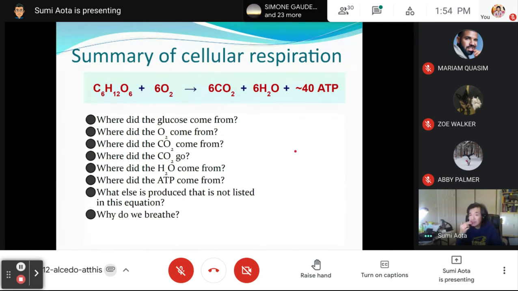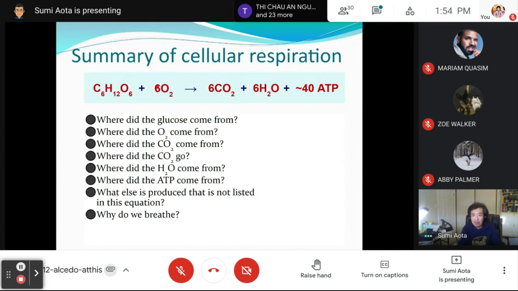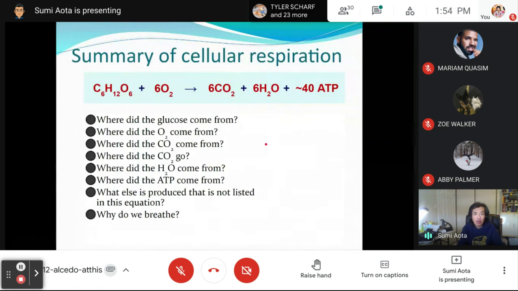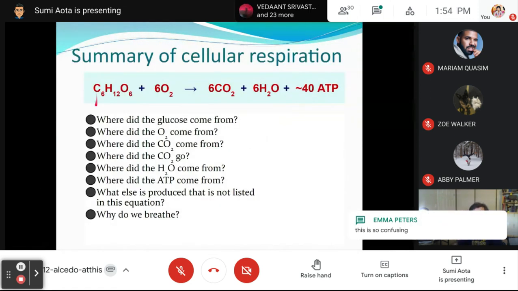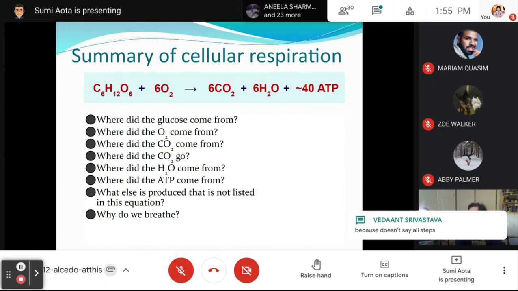Why do we breathe? Well, specifically, we need the oxygen as a final electron acceptor. Okay. Actually, let me go back one more. So, why is this process a little deceptive? Why is this equation a little deceptive? And then I'll try and answer Emma's confusion.